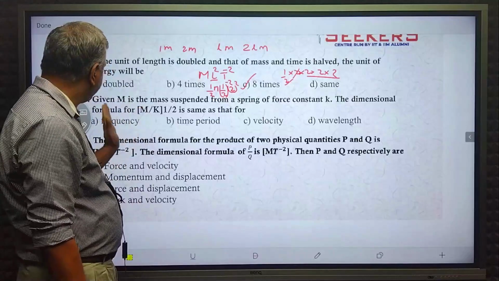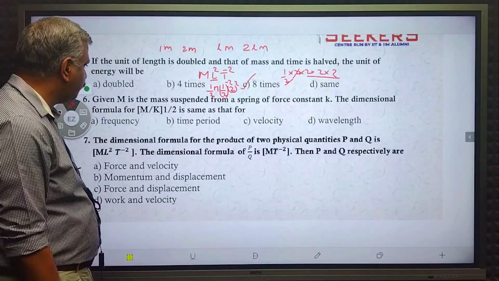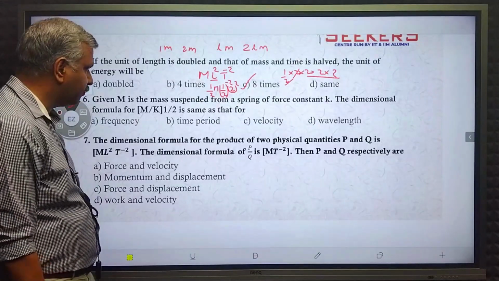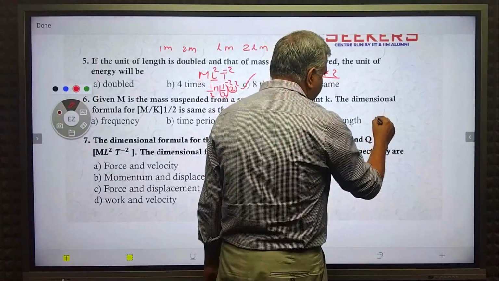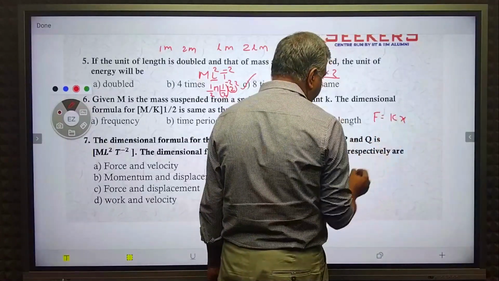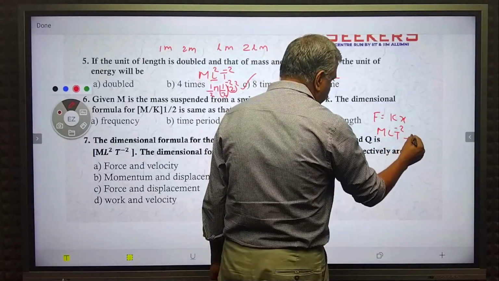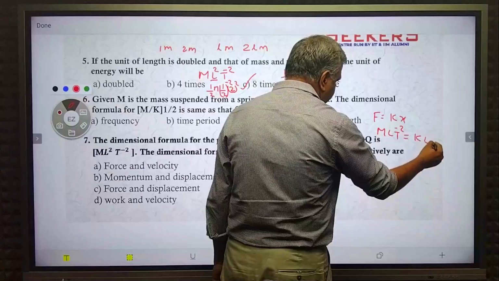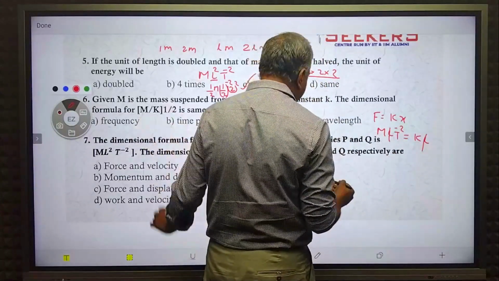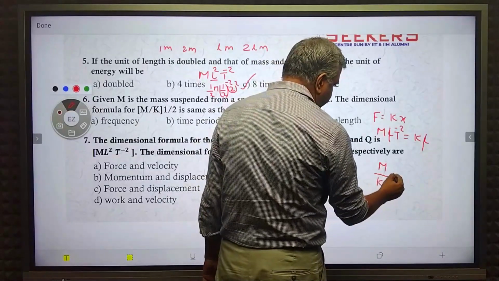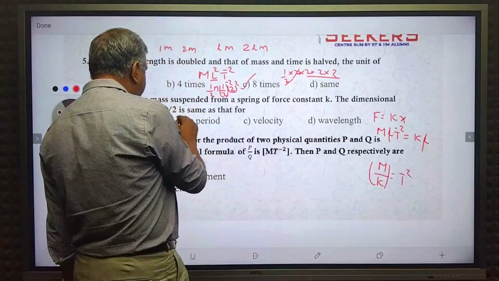Given m is the mass suspended from a spring of force constant K, the dimensional formula of m by K power half is same as that of? So let's see. They have told me that there is a spring of spring constant K. So can I say that F is equal to K times X? So I have m L T power minus 2 is equal to K times L. So this L gets cancelled. From here they have asked me for m by K. So m by K is equal to T squared, and to the power half will be equal to T. So it is same as time period.